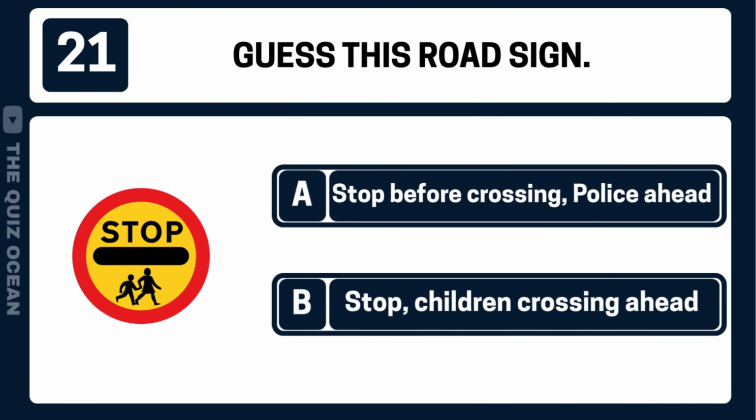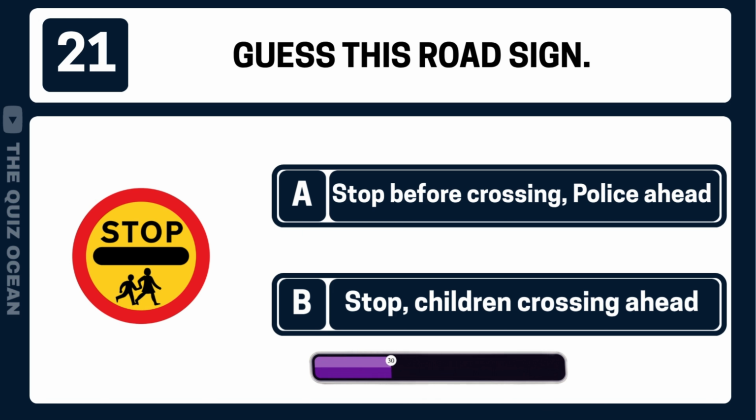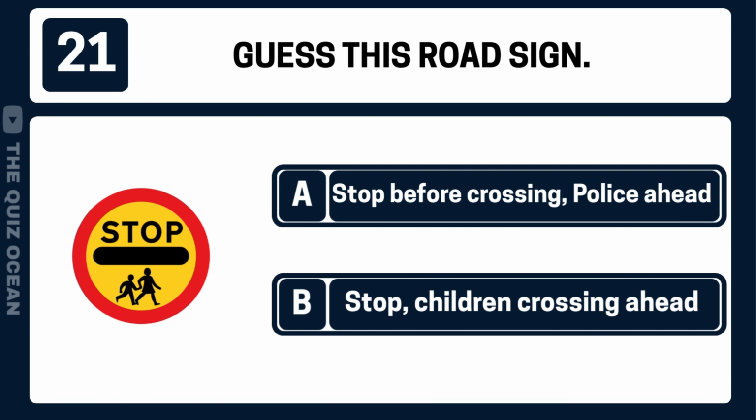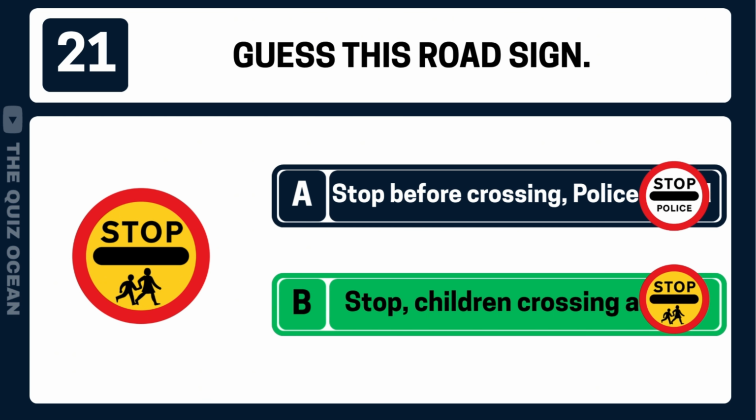Guess this road sign. A. Stop before crossing. Police ahead. B. Stop. Children crossing ahead. The answer is B. Stop. Children crossing ahead.